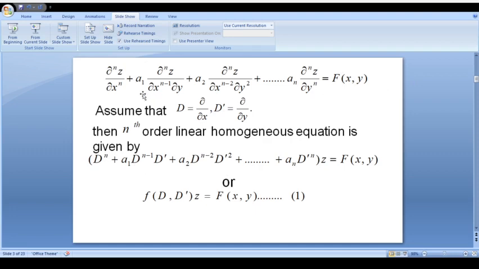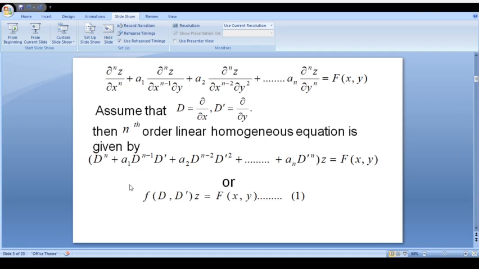In this equation substitute all D as dou by dou x and D dash as dou by dou y. That means the first derivative is D raised to n. Now dou n by dou x raised to n is D raised to n, and dou by dou y is D dash. Like that you replace all the derivatives and we get this equation. This is a simplified homogeneous linear equation.